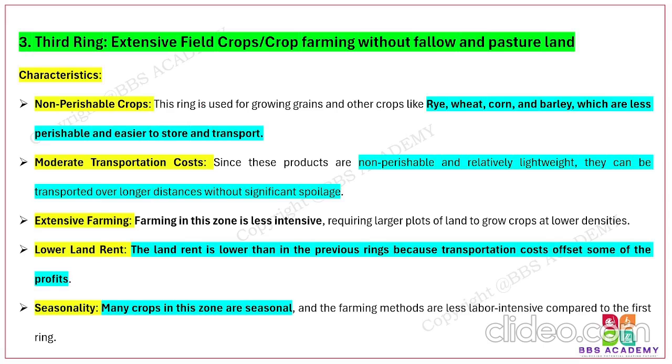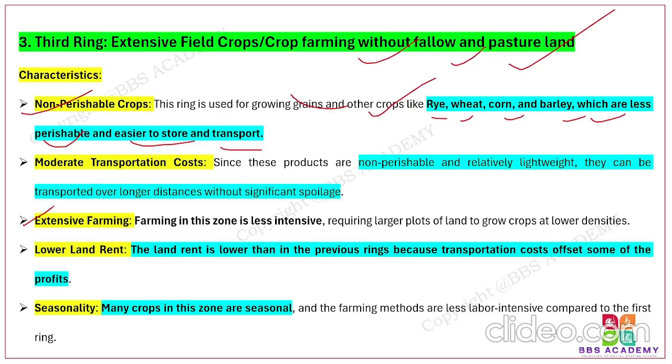If we see the third ring, it is characterized by extensive field crops, or crop farming without fallow and pasture land. In this region the crop nature is non-perishable. Crops like rye, wheat, corn, and barley are cultivated in this region, and these crops are non-perishable and easier to store and transport. These crops are cultivated with the nature of extensive farming or extensive cultivation.